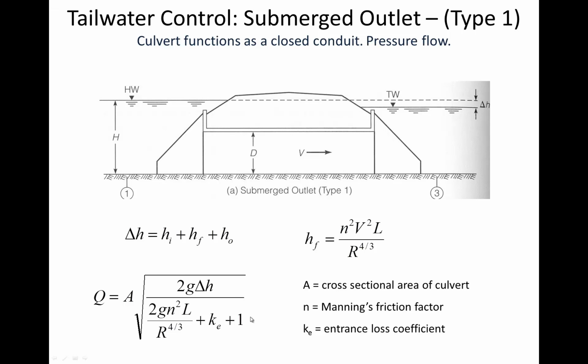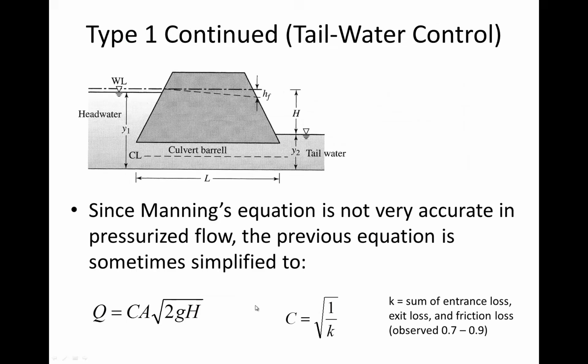So this 1 is an exit loss coefficient. The K sub E, usually in our book it mentions that you can, with a little bit of care, get the entrance losses down to maybe 0.1, and so the sum of the exit and the entrance loss would be 1.1.